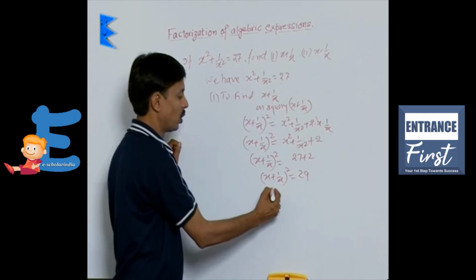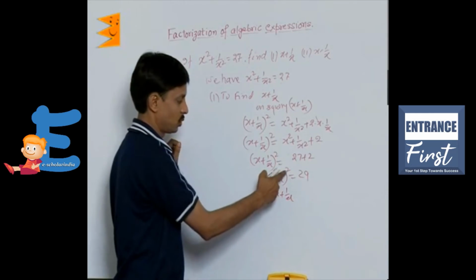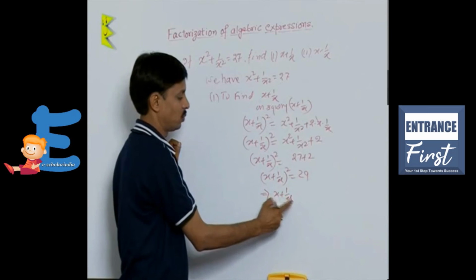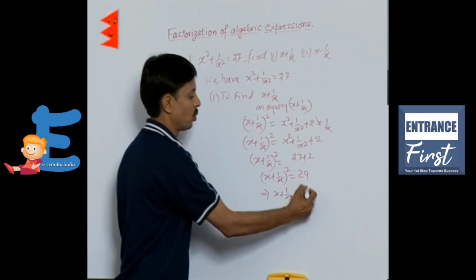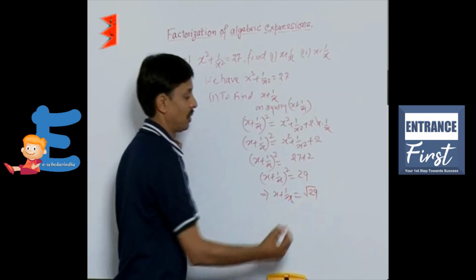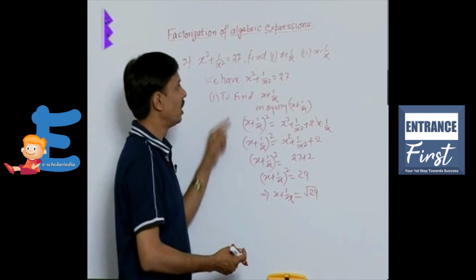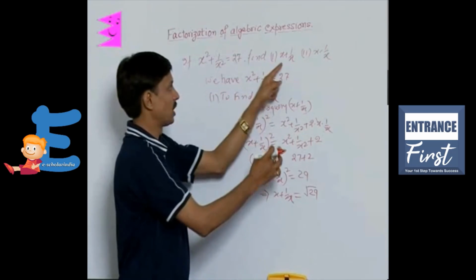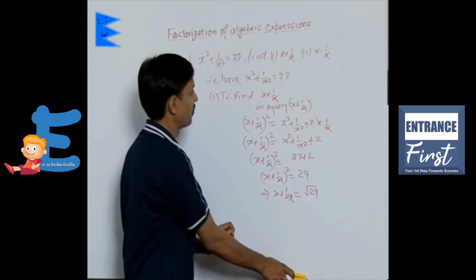On taking the square root, we can say x plus 1 upon x is equal to the square root of 29, because 29 is not a perfect square. This is the way to find the value of x plus 1 upon x under the condition when x square plus 1 upon x square is given.